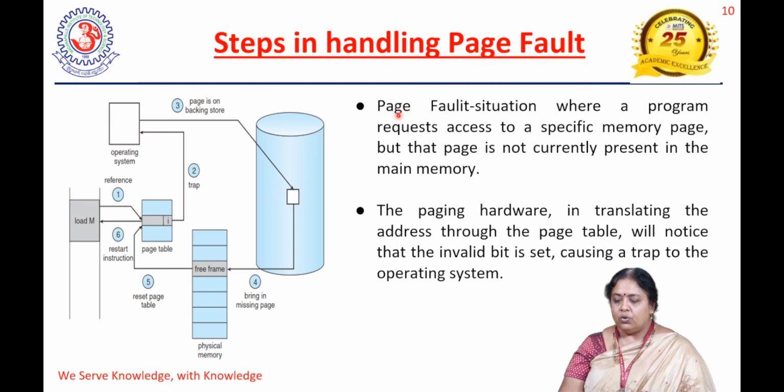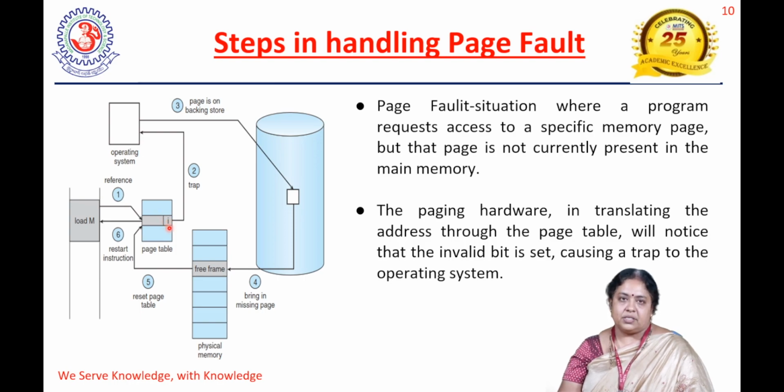Okay, so what is a page fault? A page fault means the page referenced by the CPU is not available in the memory. If the referenced page is not in the memory, then we call it a page fault. How can we know that the referenced page is not in the memory?